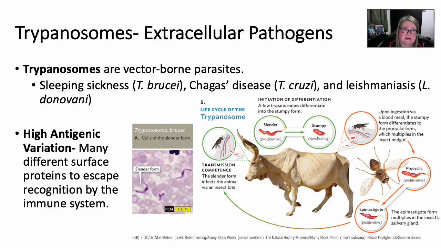Now, what's really interesting about trypanosomes, especially Trypanosoma brucei, is they have something called high antigenic variation. Okay, so at the surface of this parasite, the cell membrane contains lots of different types of proteins, and these many different types of surface proteins on the cell membrane are going to make it so that our immune system has a hard time recognizing it as something that's a source of infection.